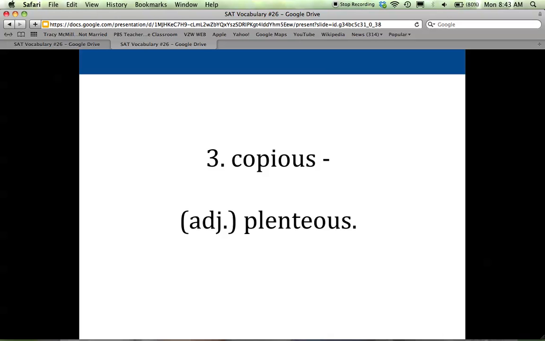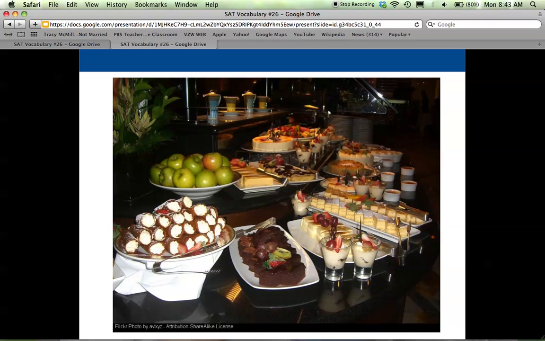So it just means plenteous, like more than enough. I get this sense of it's overflowing, it's almost too much. So here's copious amounts of food. My husband and I are going to visit family this weekend, and there will definitely be copious amounts of food served.